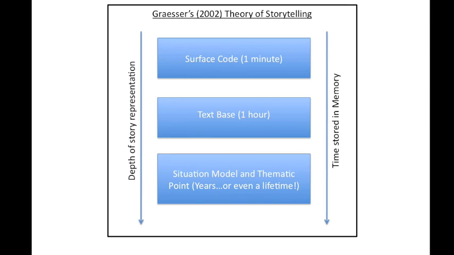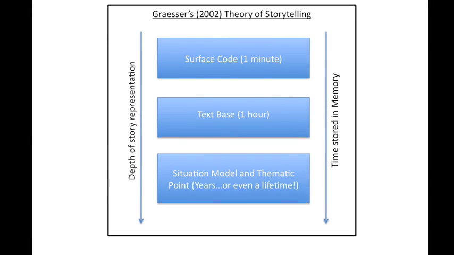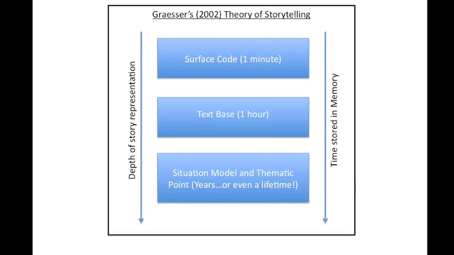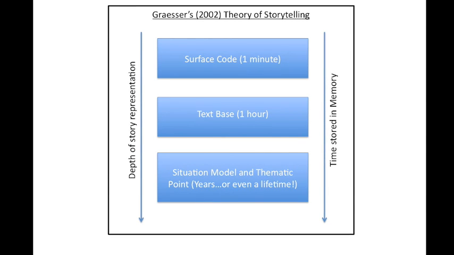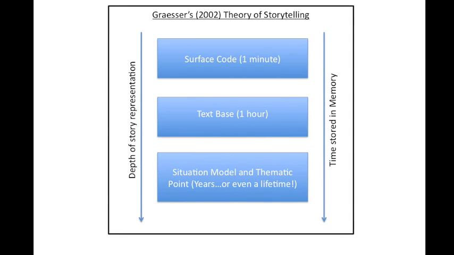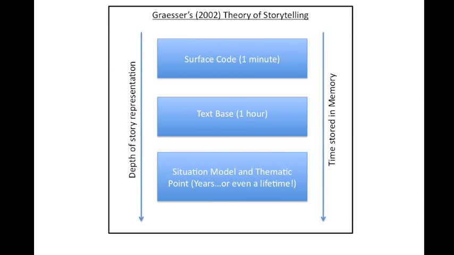Gerrig, 2002, discusses how the mind constructs and represents stories by breaking down storytelling into different levels. The explicit wording of a story is referred to as the surface code, whilst the text base is the structure of the story. The situation model refers to the setting and sequence of events within the plot, and the thematic point is the main message of the story.